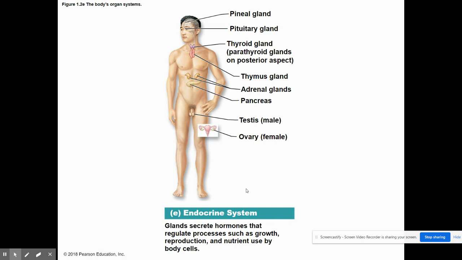So the main anatomical structures are the pineal gland, pituitary gland, thyroid gland, and parathyroid glands, the thymus gland, the adrenal glands, which sit on top of your kidneys, the pancreas, the testes in the male, and the ovaries in the females. And then the main physiological functions are these glands secrete hormones that regulate processes such as growth, reproduction, and nutrient use by body cells.